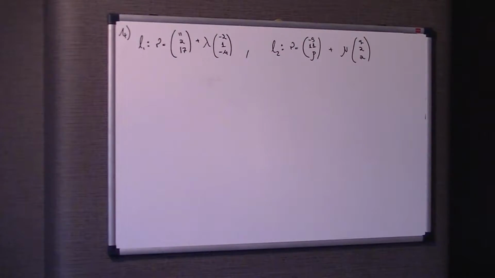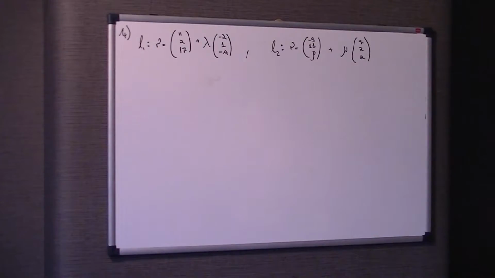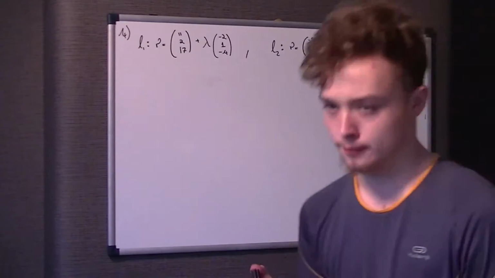Okay, so the first thing that we're told is that lambda and mu are parameters, which basically just means we can sub a number into lambda and mu, and p and q are constants, so these two are basically just numbers. Given that L1 and L2 are perpendicular, show that q is equal to -3.